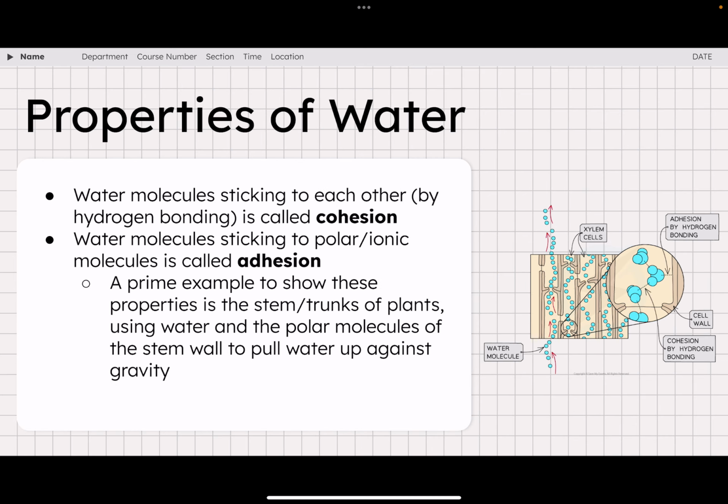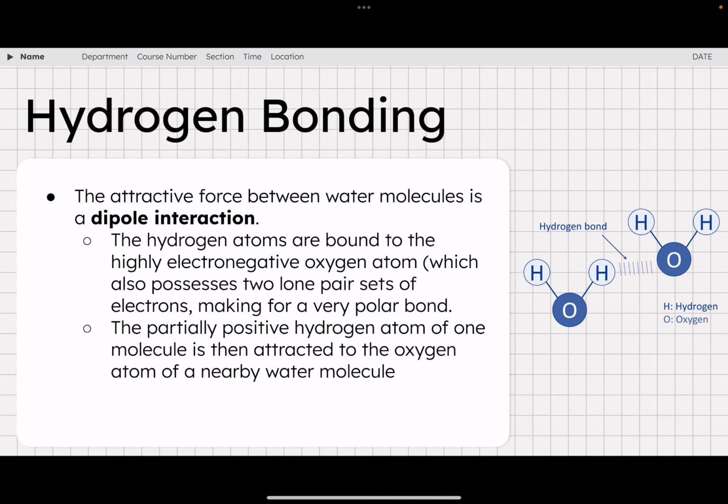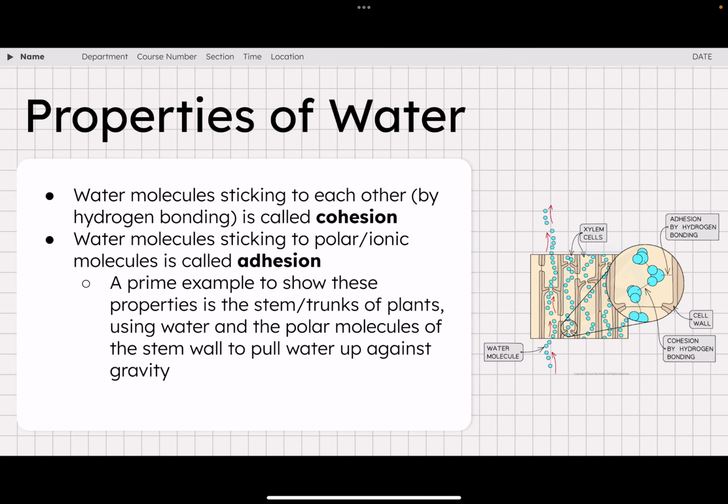Let's now talk about the properties of water deriving from hydrogen bonding. When water molecules connect with other water molecules, like in this diagram right here, that's called cohesion. When they work with other polar molecules or ionic molecules, that's called adhesion.